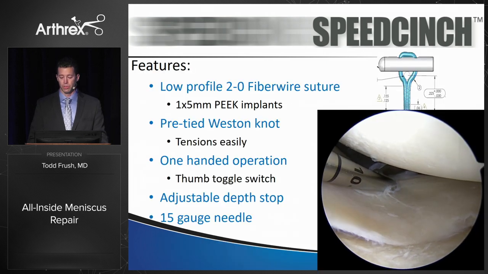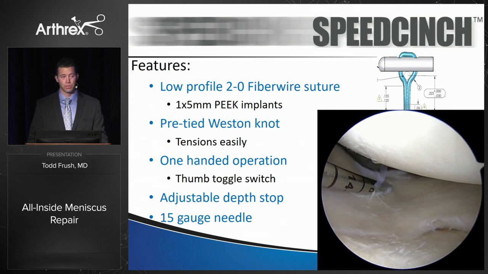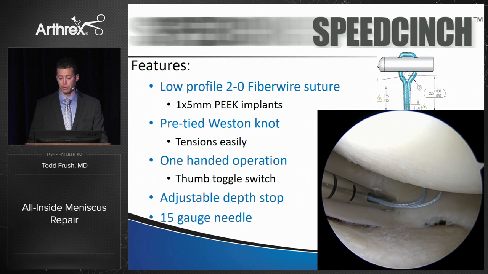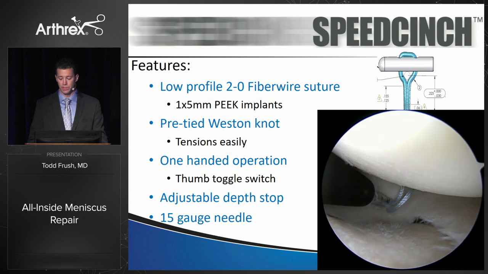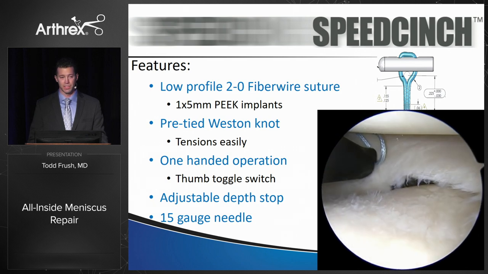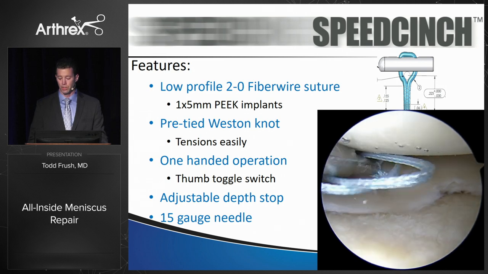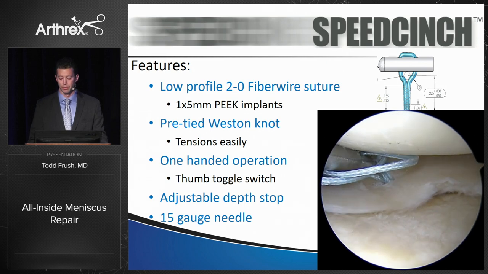This video here shows a vertical repair using the SpeedCinch. It features a low-profile 2-0 coreless fiber wire suture with small 1x5mm peak implants. The knot is a pre-tied modified Weston that tensions very easy. One of the best features of this is that it's a single-handed operation, so the surgeon can keep one hand on the scope and the other hand can fully do the meniscus repair.